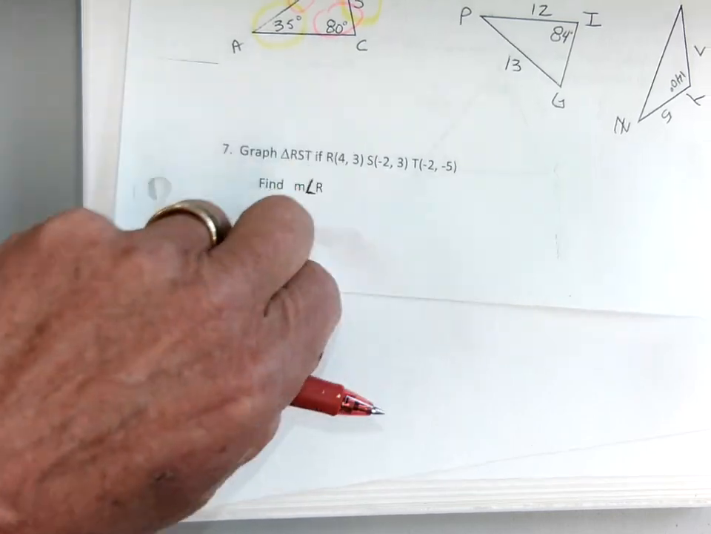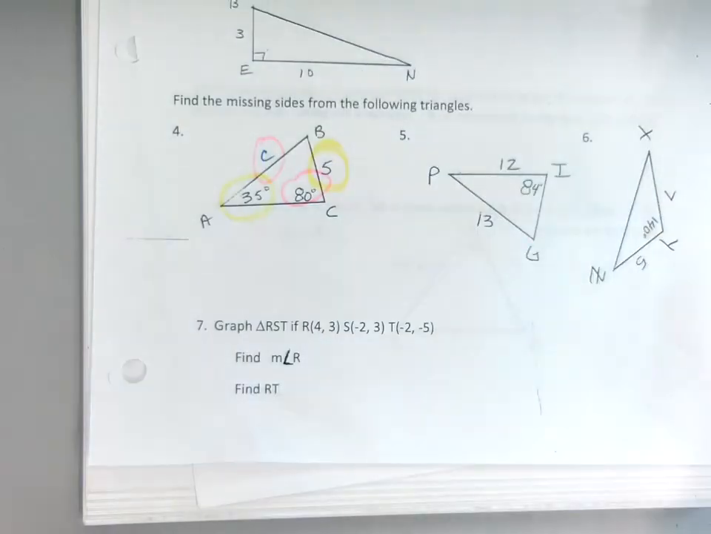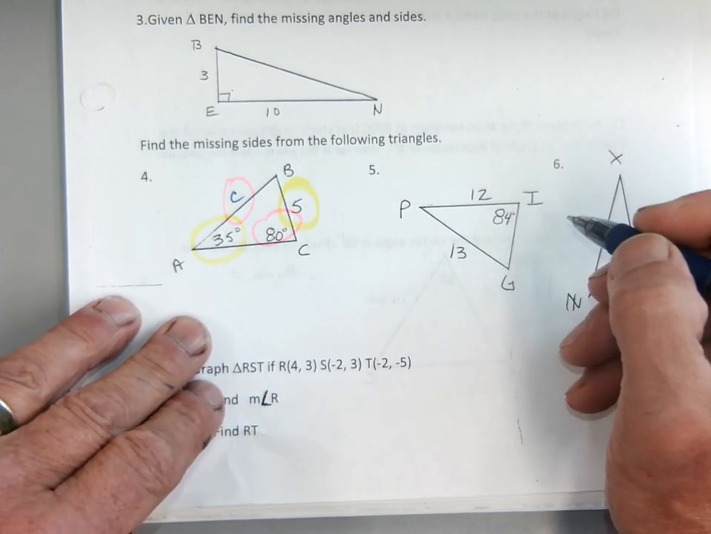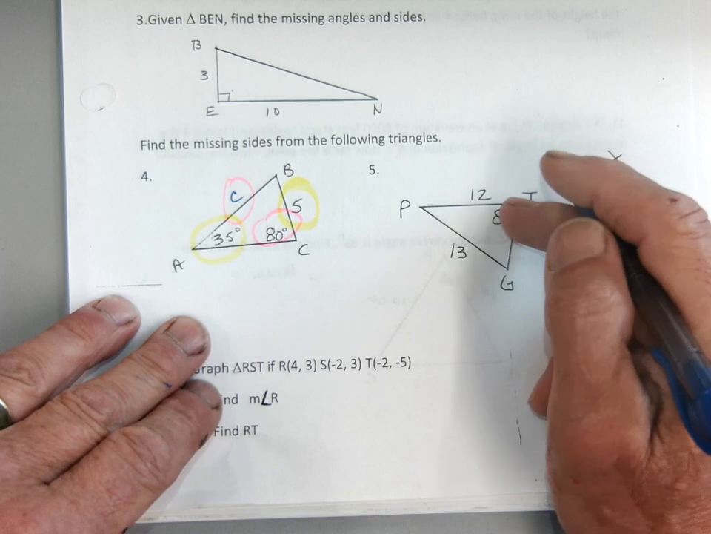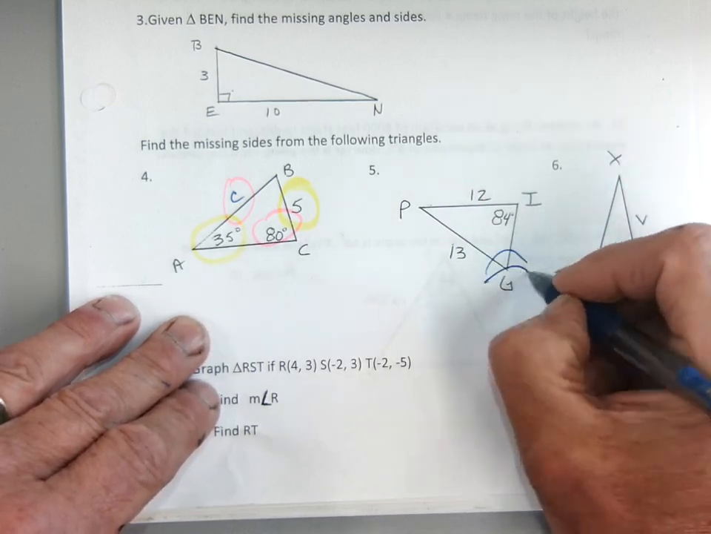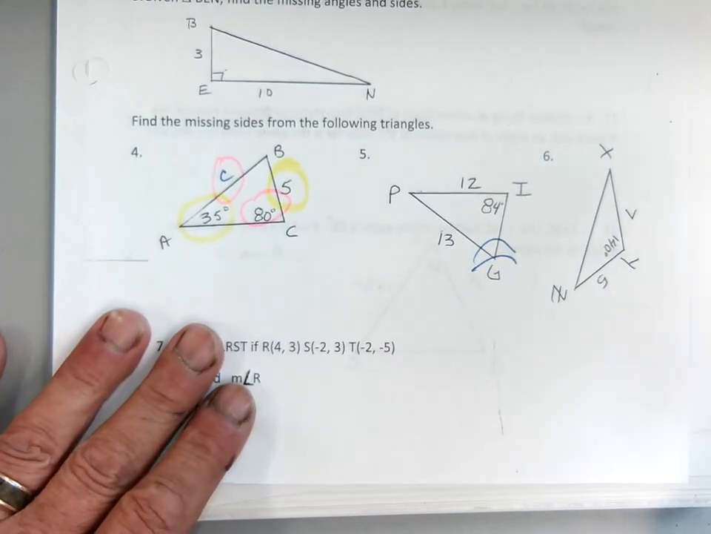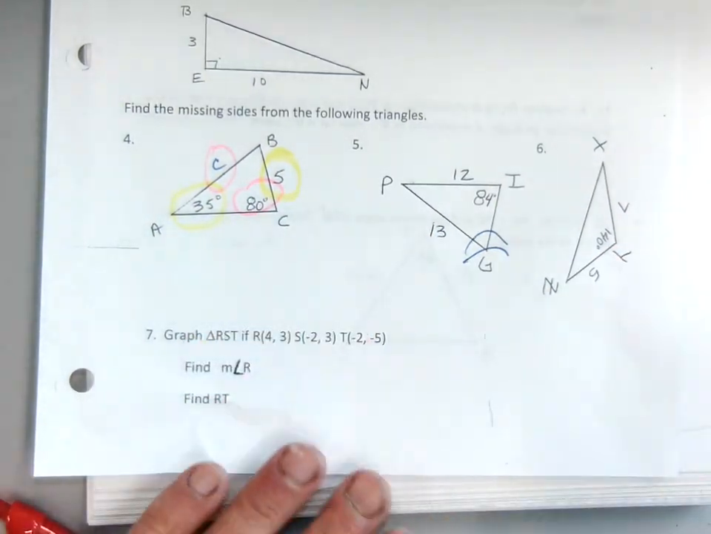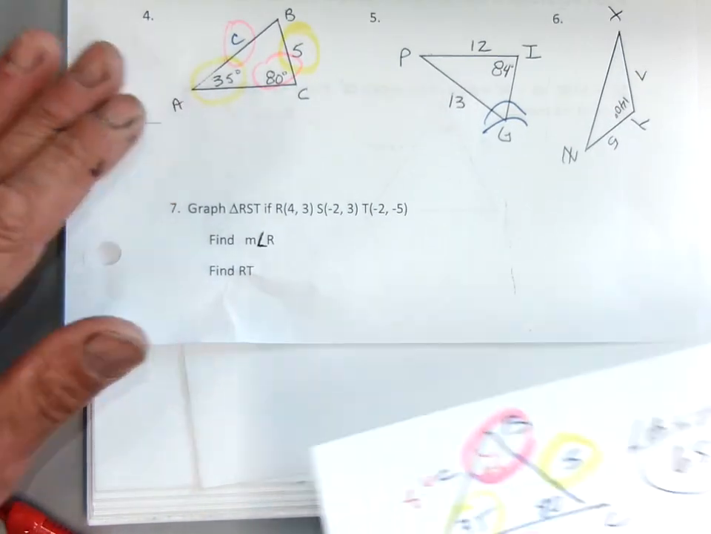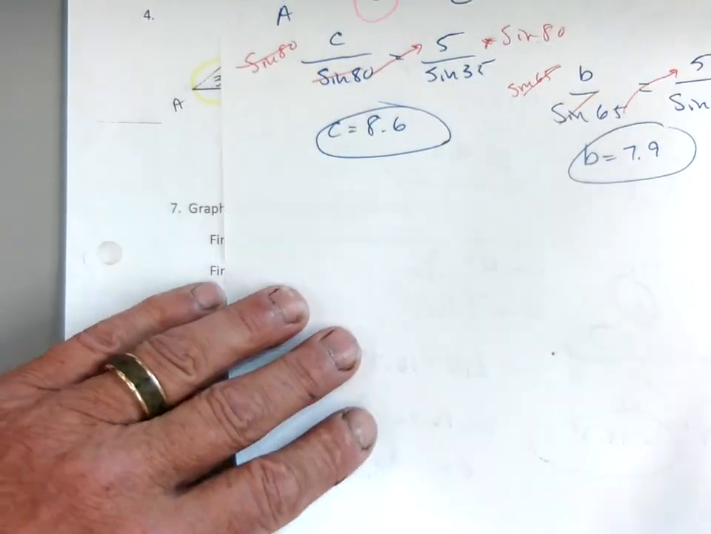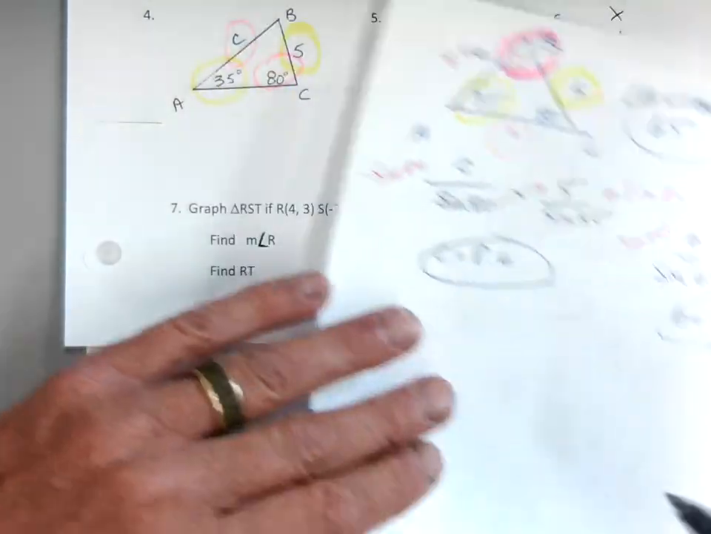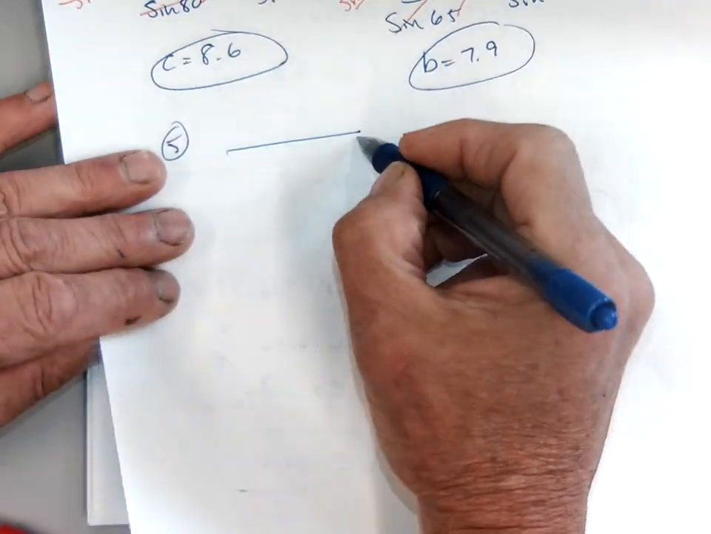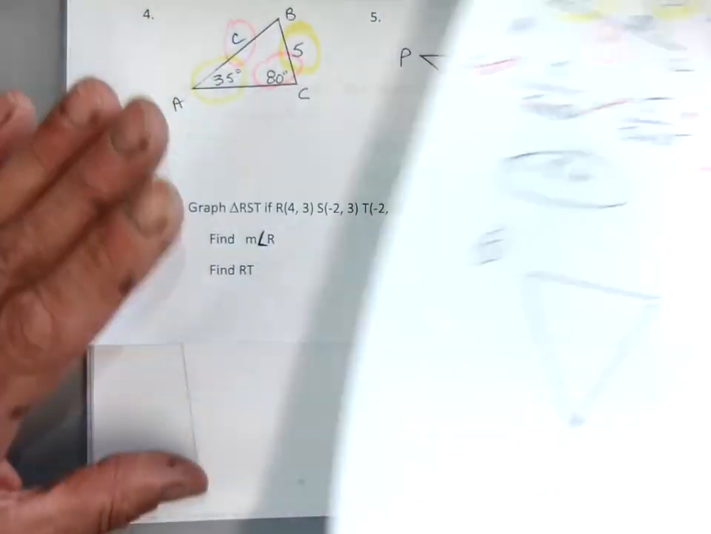Number 5. Let's not solve all of 5. Let's only find angle G. Just because I'm not going to make you solve all of the triangles on the test. Actually, on the test, I'm only going to have you solve one thing because it's too much work, right? On the test I shortened it. I didn't have you do all of it because it's too much to solve. We don't have enough time.